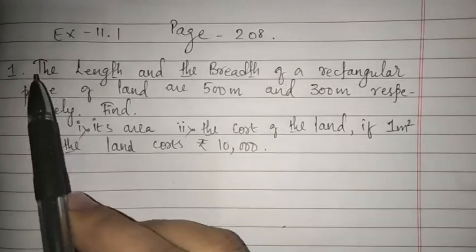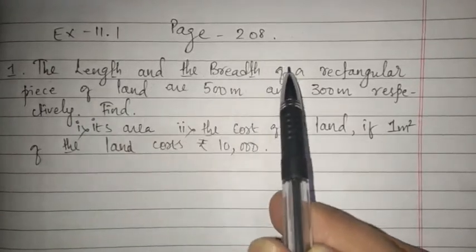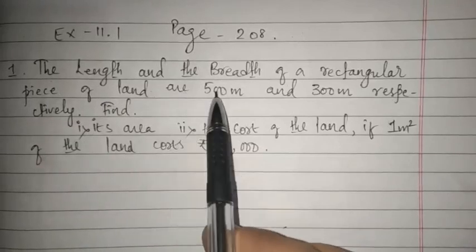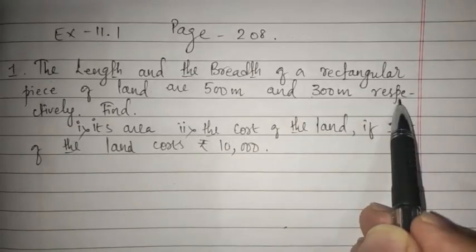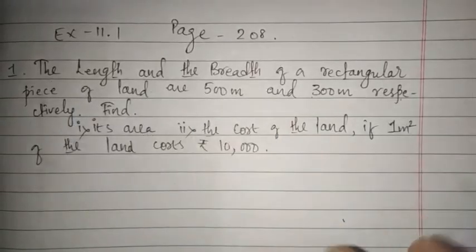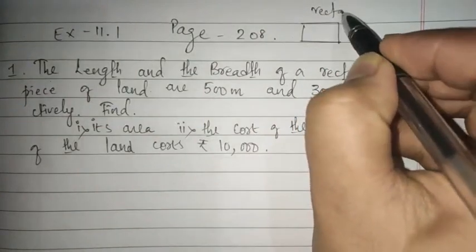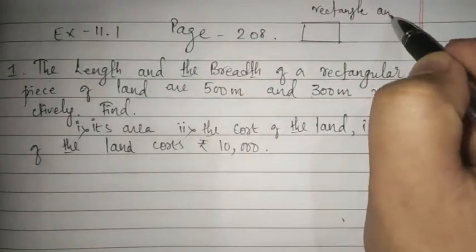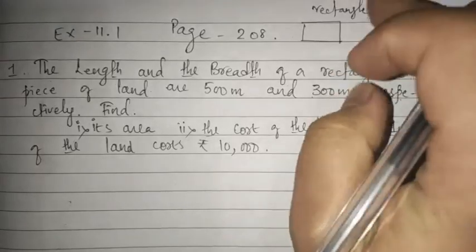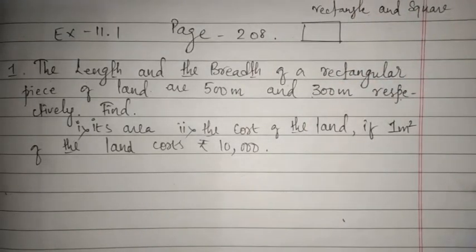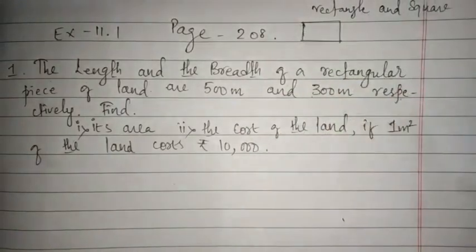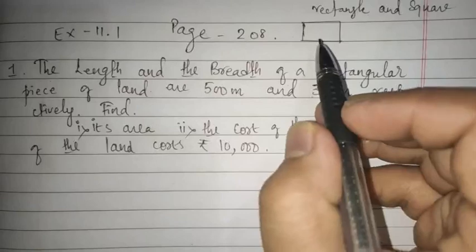The question is: the length and the breadth of a rectangular piece of land are 500 meter and 300 meter respectively. Till now I hope the concept of perimeter and area is clear. In the first part you will be dealing with the rectangle and square. I know that in your earlier classes, class 4, 5, 6, you have heard the term and seen this shape, rectangle, right?